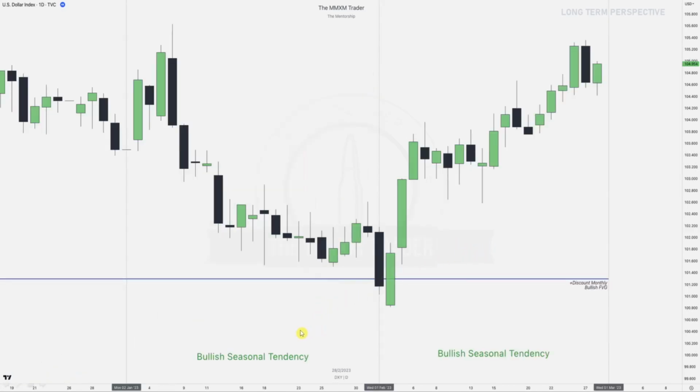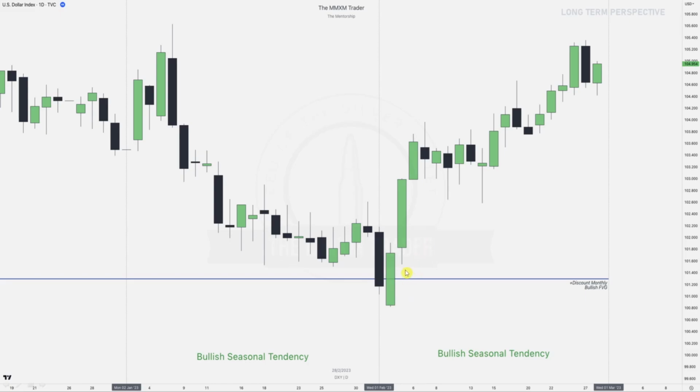So we just talked about that seasonal tendency, right, from January and February. Both should be bullish, or at least start to turn bullish in January and February. And when a higher time frame aligns with that seasonal tendency, you can clearly see how that price action explodes to the upside, right? So over here, we still had a bullish seasonal tendency, but you can see price action is just consolidating, right? And we didn't hit that higher time frame PD array yet, which is that discount monthly fair value gap, right?